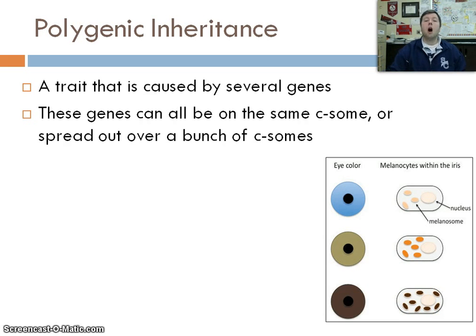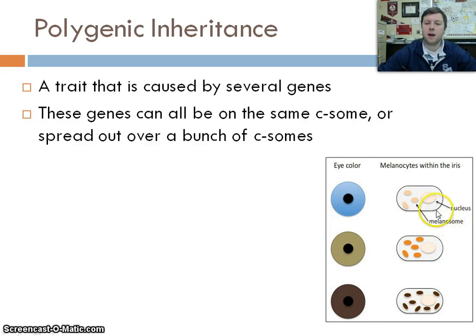These genes can all be on the same chromosome, or they could be spread out over a bunch of chromosomes. The point is that once expressed, they work together to control the phenotype. The phenotype example here is eye color. You can see that here's blue eyes, like what I have. Here's kind of in the middle, some people will call that hazel. And then here's brown eyes.